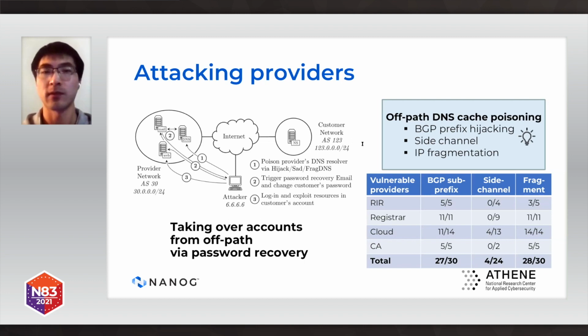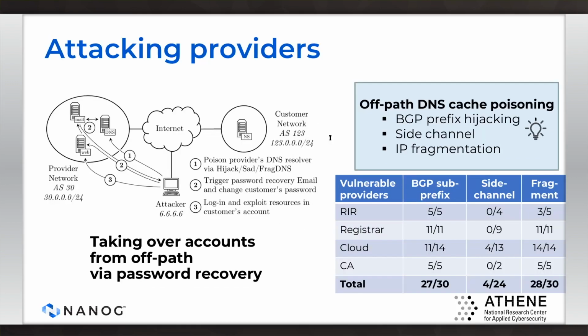How do you attack providers? We design the attacker by taking over customer accounts from off-paths via password recovery. First, the attacker does DNS cache poisoning to target the provider's DNS resolver and tries to point the customer's mail server to the attacker's server. Then, he triggers the password recovery email for the customer account. As the provider's DNS resolver is already poisoned, the provider will send the email to the attacker's server. Thus, the attacker can reset the password and gain access to the account. Afterwards, he can log in and manipulate the resources.